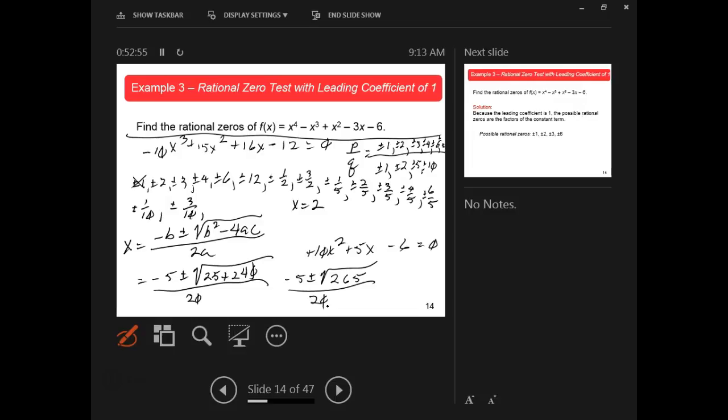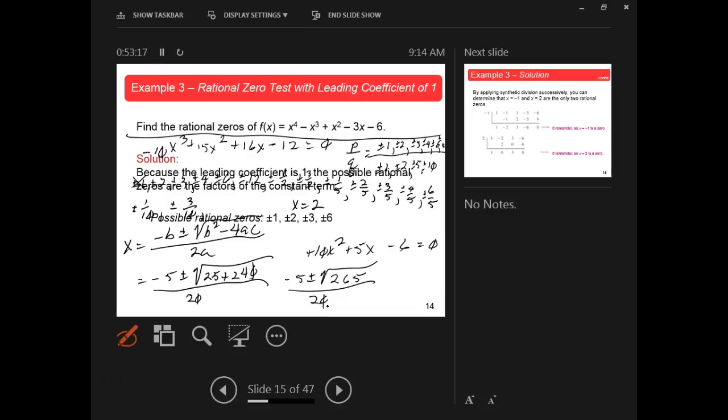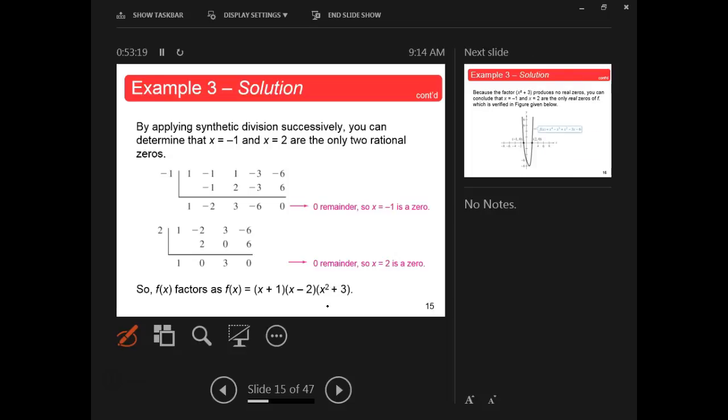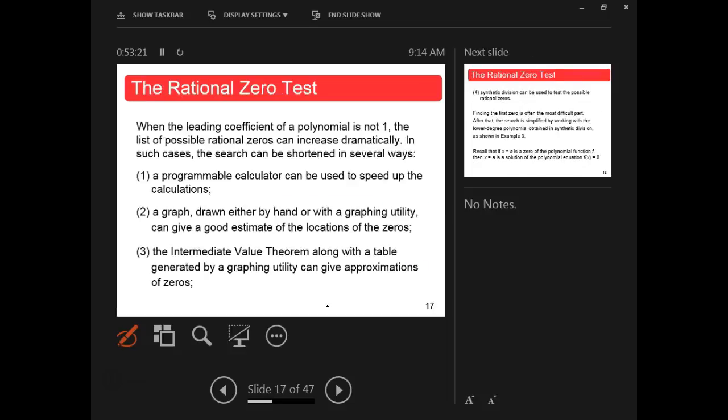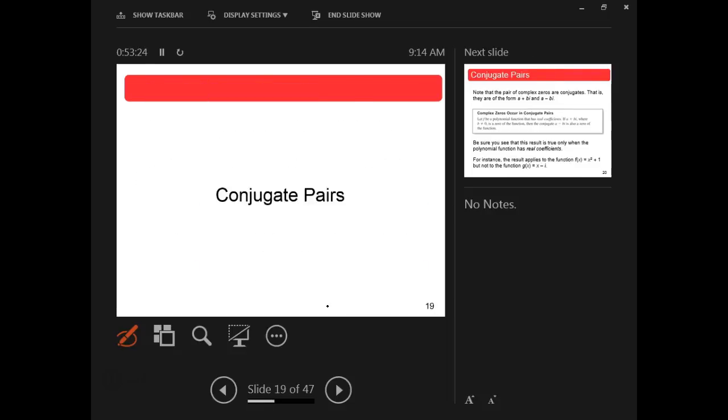X equal 2 is your rational zero. These two are irrational zeros. Still real, just irrational. Okay? Good deal. There's a checkpoint. Guess what? Recommend you do that. And I also sadly say, we're almost out of time. Okay. Get over it, people. Okay. All right. We'll start next time with conjugate pairs.